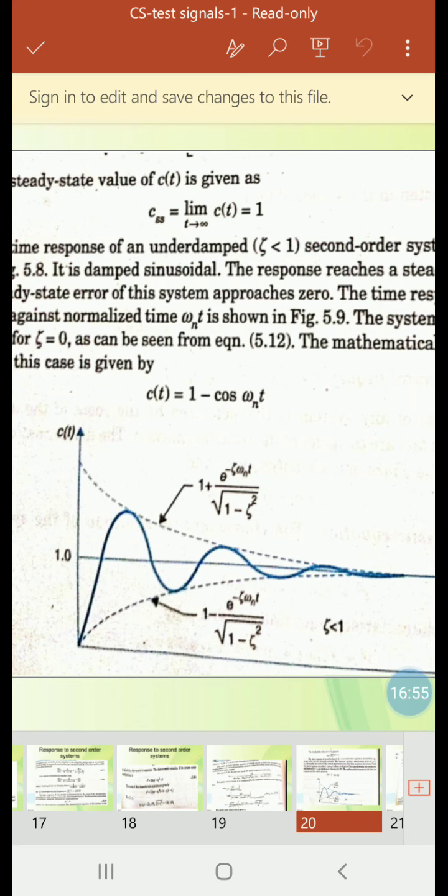So the time response for various damping factors is shown in this figure. The response reaches a steady state value equal to 1. At that time, the steady state error of this system approaches 0. So we'll stop here.